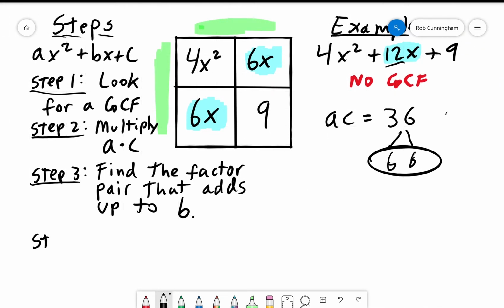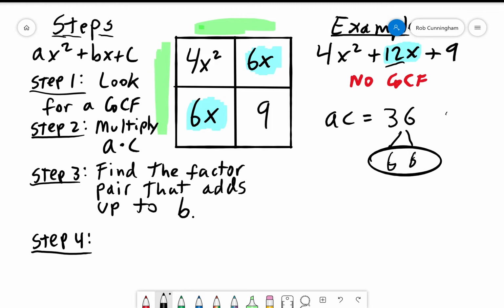Step 4. Now, once we had these two numbers, the two numbers that multiplied to make AC and add to make B, when we just had x squared, when it was just 1x squared, we were done, right? You could just copy down x plus 6 in this particular case, and you'd be done. Now it's a little bit more complicated because we still have that 4 to contend with.